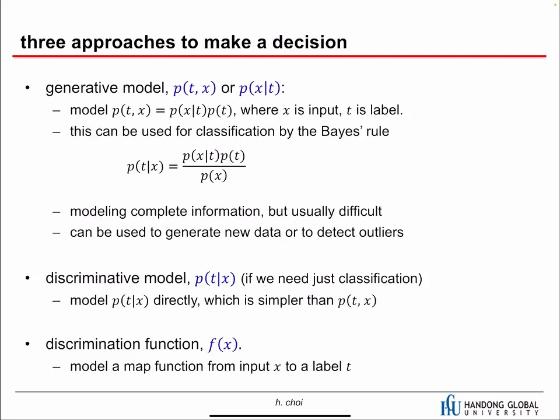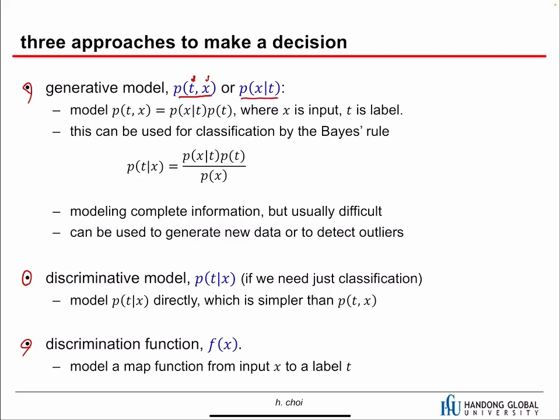Okay, so basically, to make a decision, there are 3 different approaches, and the first and second ones are probabilistic models. So we are modeling the probability distributions, and the third one is not about probability; it's just the decision functions. Let's talk about the first one, the generative model. In this approach, we model the joint probability, where T is the target and X is the input. So we model this joint probability, or we model this likelihood.